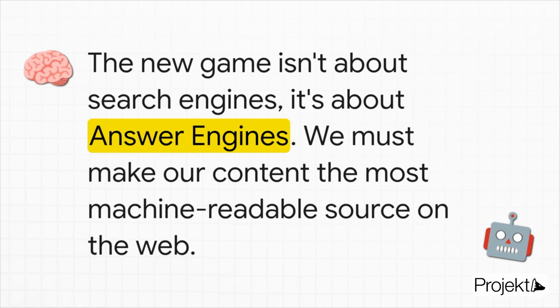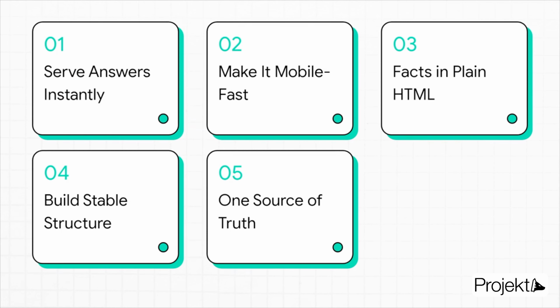How do we do that? Well, we're going to walk through a simple 5-point checklist to get it done. First, serving answers instantly. Second, making it blazing fast on mobile. Third, keeping your facts in plain HTML. Fourth, building a stable structure. And finally, creating one single source of truth. Let's get into that first gate.